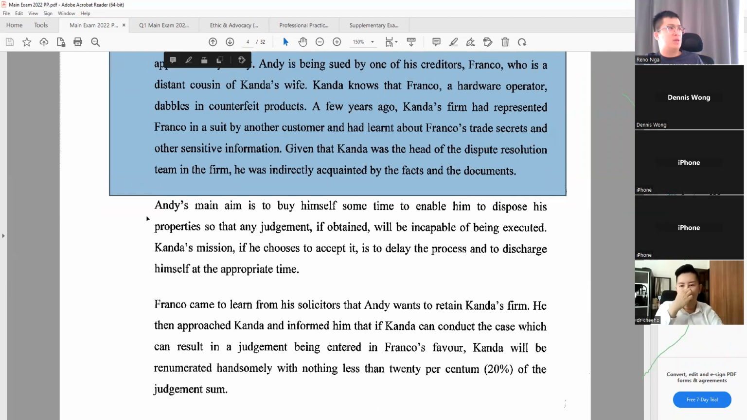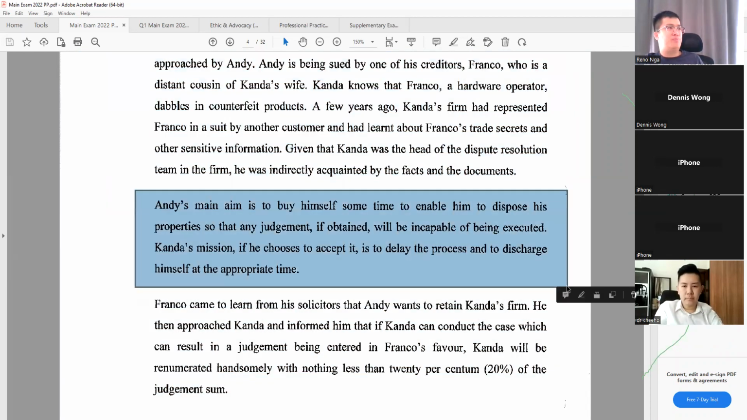Okay, let us continue. And the main aim is to buy himself some time to enable him to dispose his property so that any judgment if obtained will be incapable of being executed. Your mission, if you choose to accept, is to delay the process and discharge himself at the appropriate time. Again, C, which means they are trying to play the strategy of delay so that the defendant can dispose of all the assets and money. So even though this Franco got the judgment already, also cannot execute.